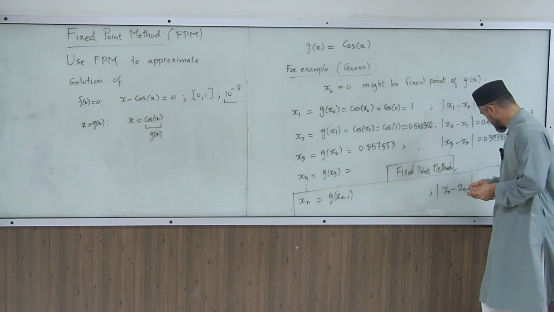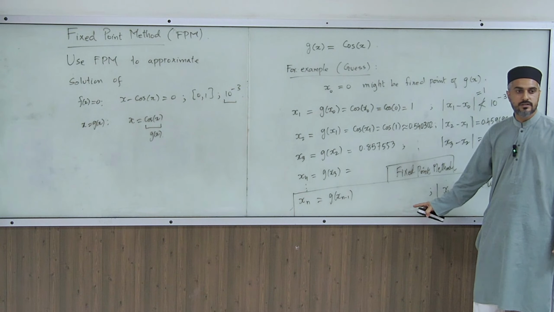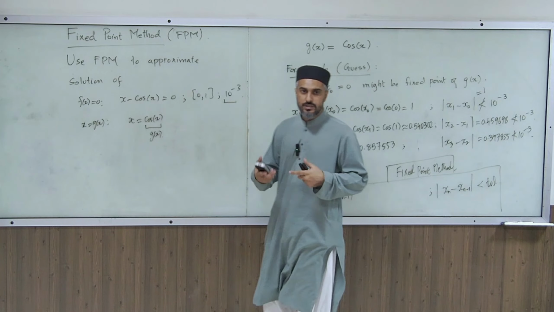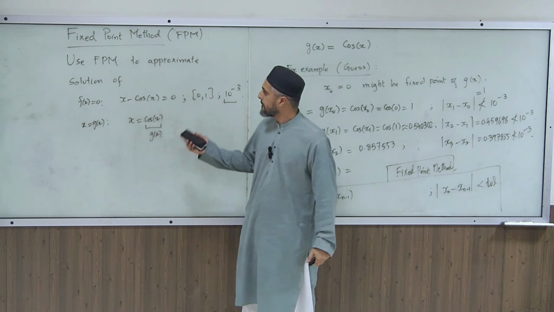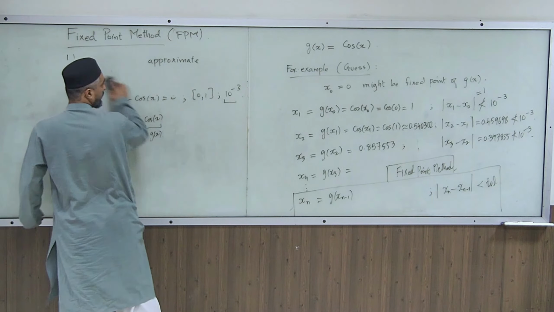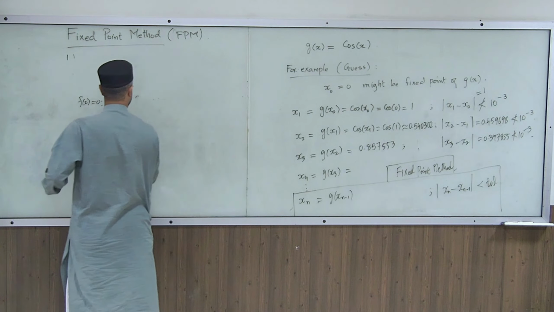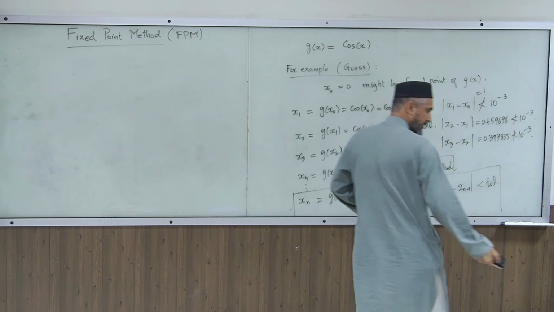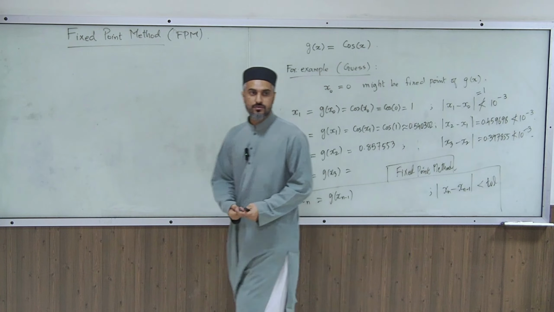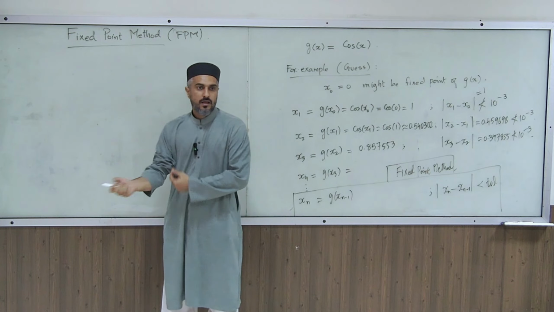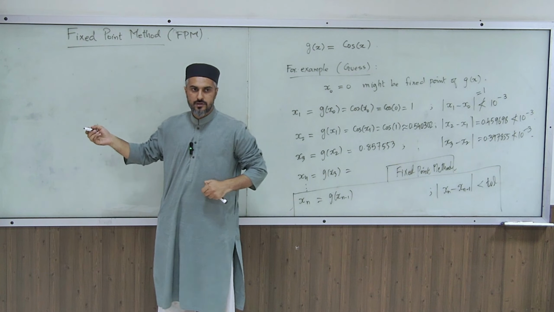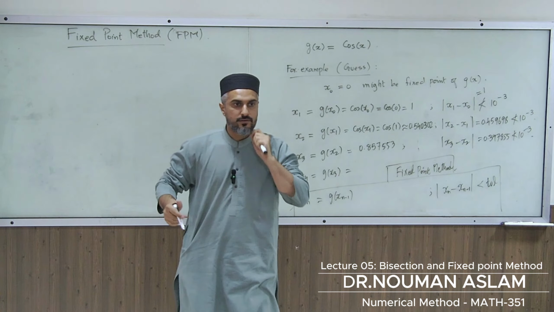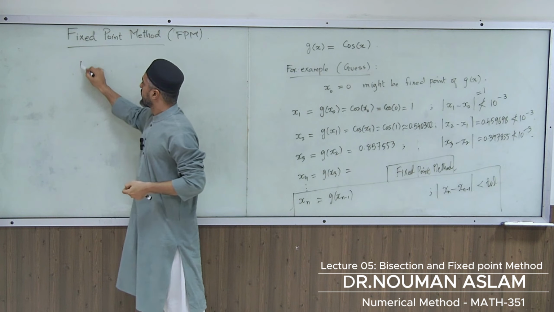By the way, this is the fixed point method. The iterative scheme of the fixed point method is the one I just highlighted. I need your guidance in writing 2 or 3 things. Let's try to do it together. Let's try to write a pseudocode of the fixed point method. So what are the inputs?